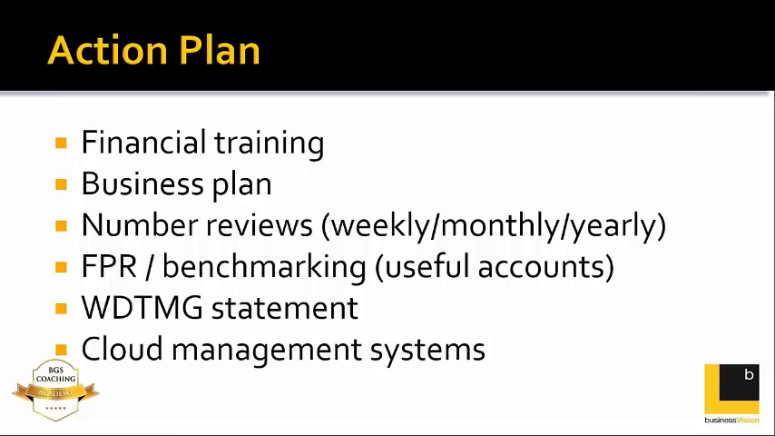I would suggest, if you haven't got one already, that you start a business plan in the way we've explained. I would think you also need to start some number reviews, weekly, monthly, yearly, so you need to start looking at these numbers, certainly the ones we've talked about today, but probably a few others. I think you need to make sure that your accountant or your bookkeeper at the end of the year is producing a financial performance review, maybe some benchmarking analysis, i.e. useful accounts, rather than just the normal ones you get for Companies House purposes or taxman purposes. I think you need to produce a where did the money go statement, and again, a good accountant can produce that for you. Again, I would suggest that's monthly.